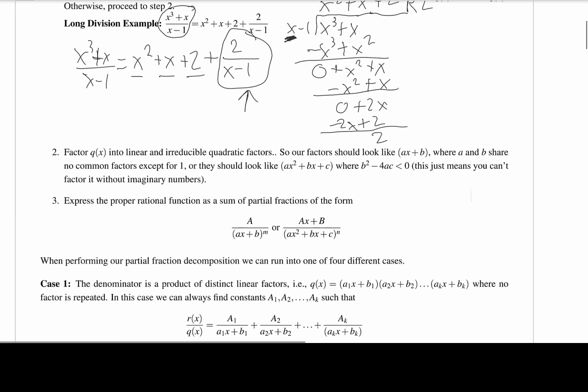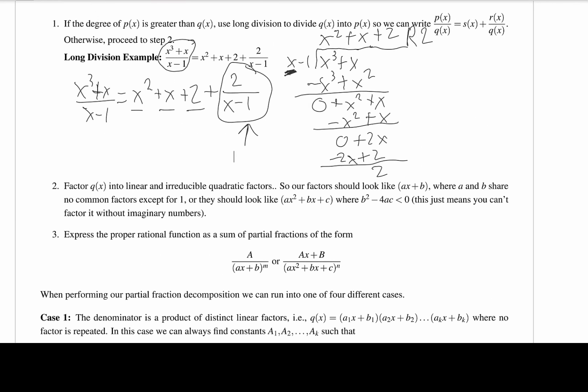So what we're going to do after that is we factor q of x, which is our denominator, into linear and irreducible quadratic factors. What I mean by that, a linear factor is something that looks like ax plus b, right? So x minus 1 is an example of a linear factor. And we want this to be where a and b don't have any common factors, right? So I don't want something like 2x plus 4. This isn't good because I can still factor a 2 out of that.